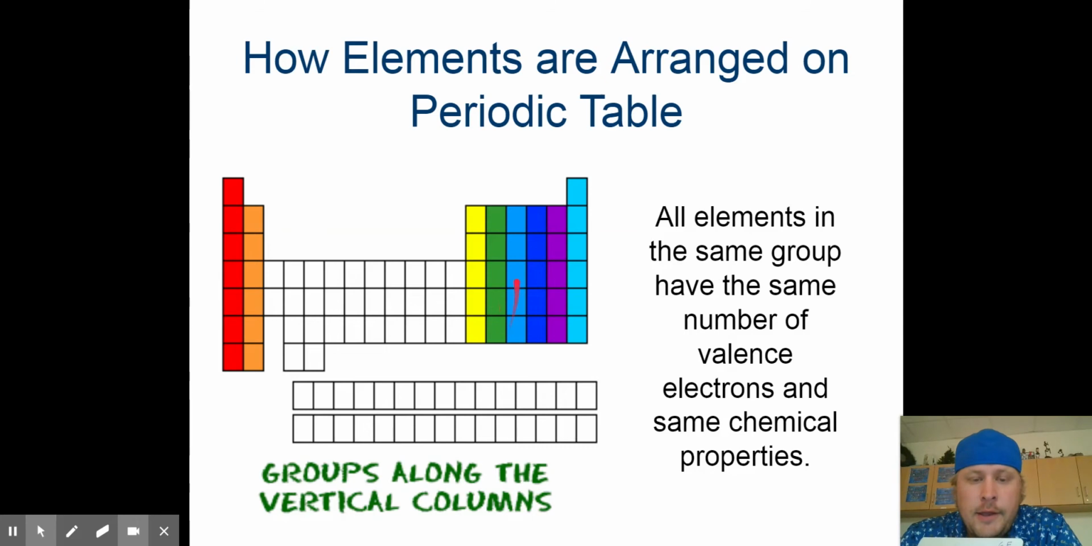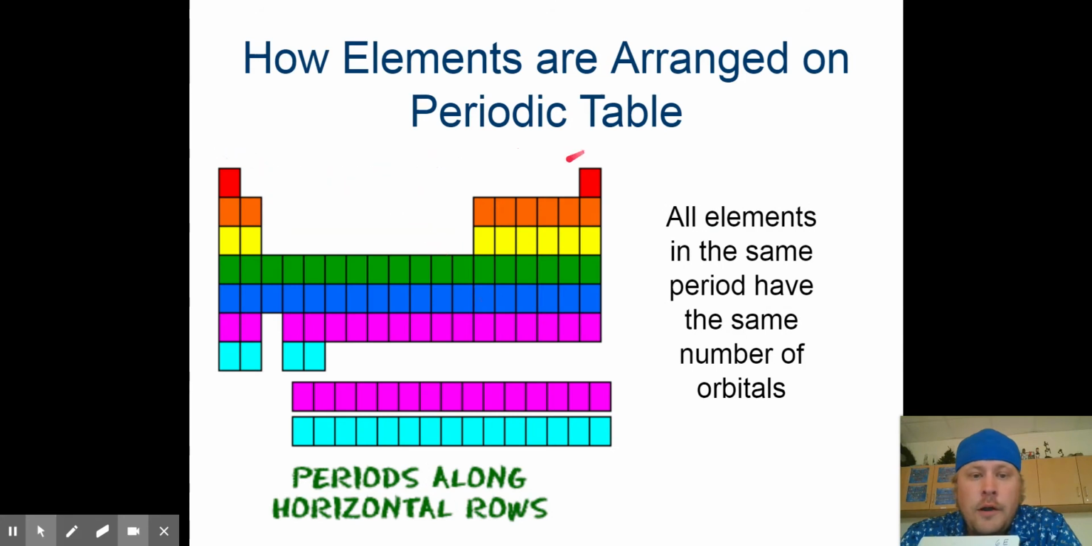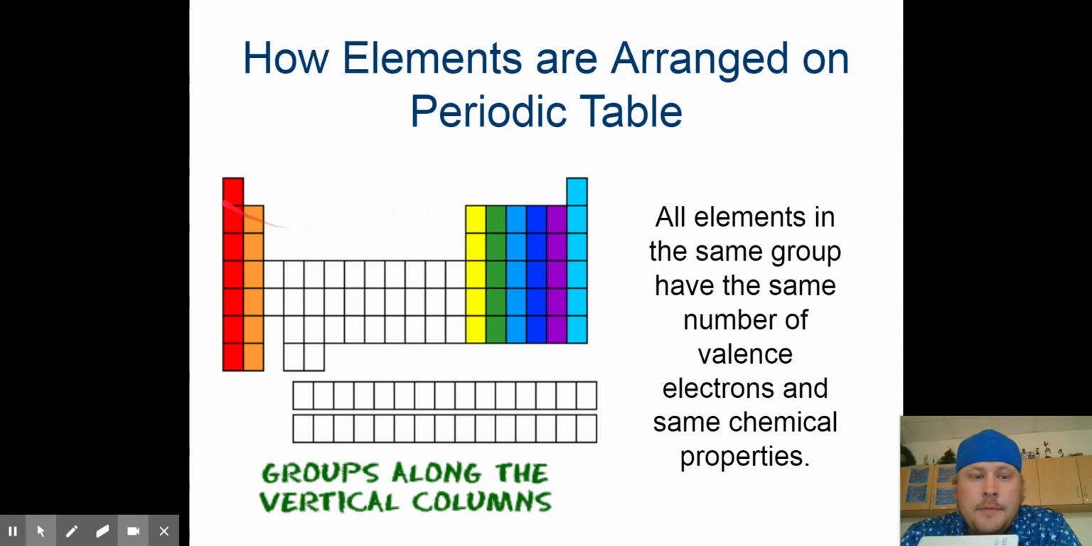So somewhere in here is going to be my element. Okay? If we have 2 orbitals, let's go. 1, 2. So I'm in the second row. Okay? Second row, 4th one over. So right here is my element.